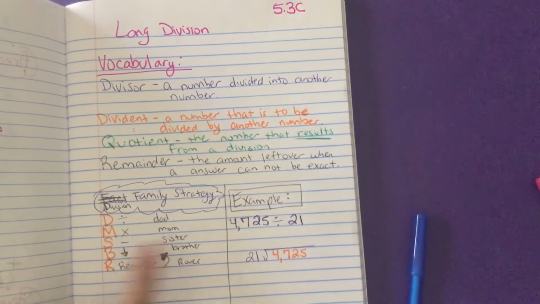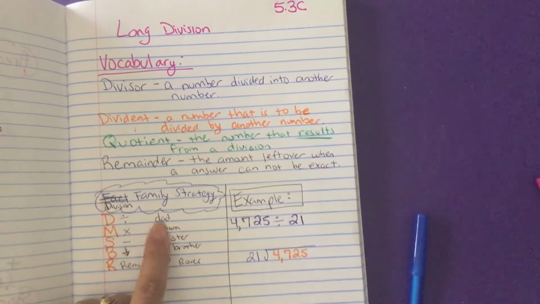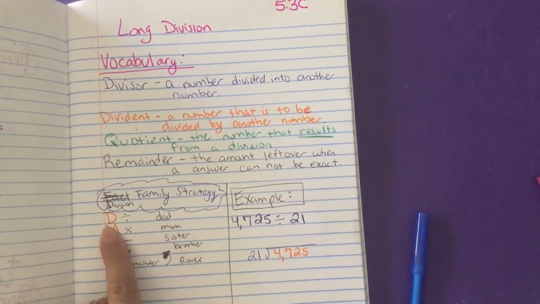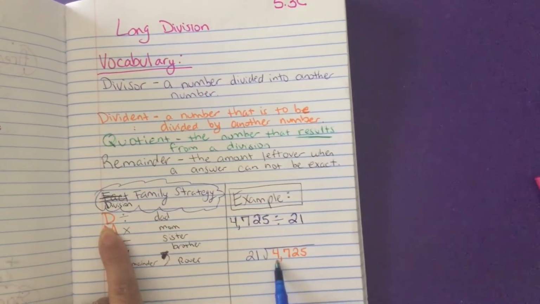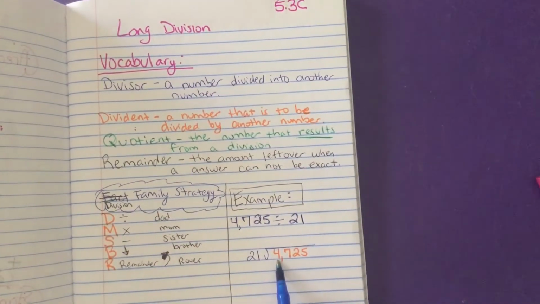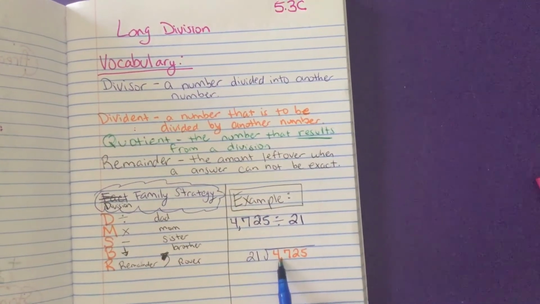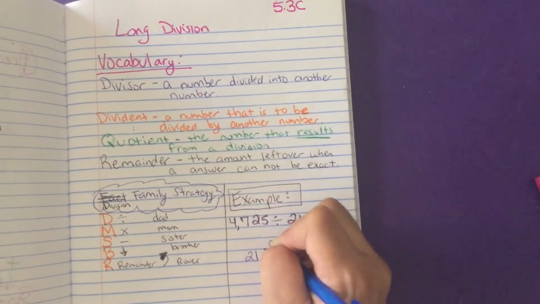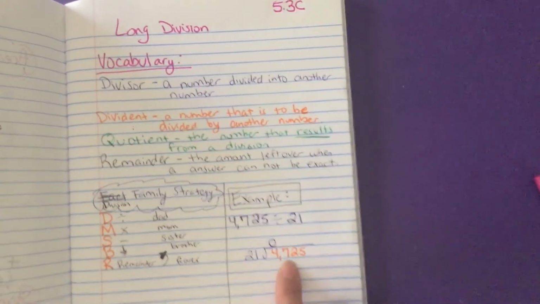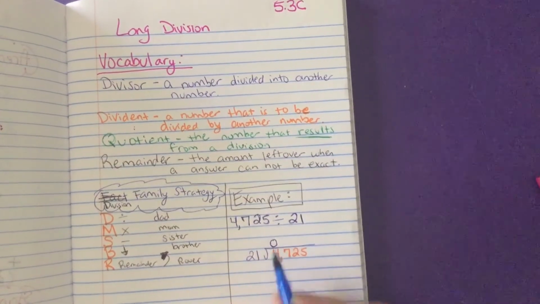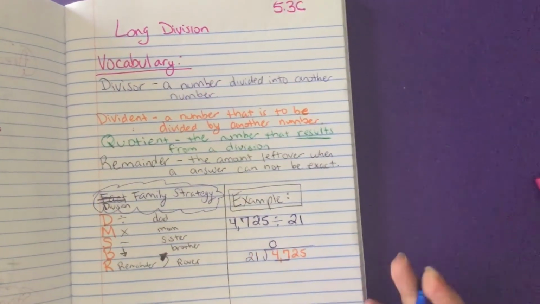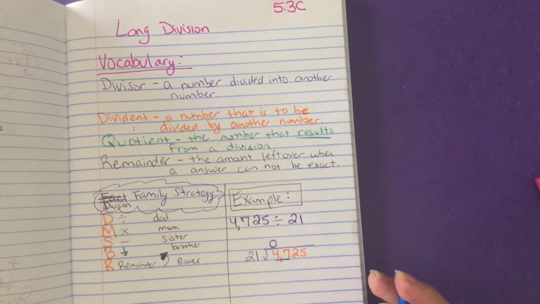Okay, so our step one will be to divide. Can we divide 21 into 4? You can't, right? You can't divide 21 into 4. It's too small. So I'm just going to put a 0 and move on to the second digit. Can I divide 21 into 47? Yes, I should, because 47 is bigger.